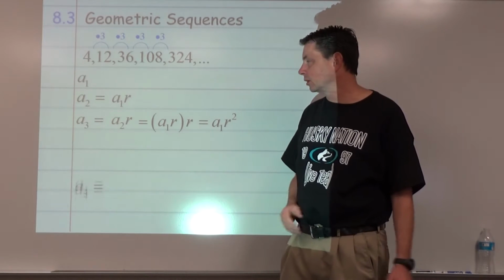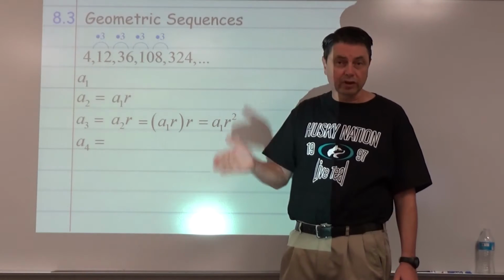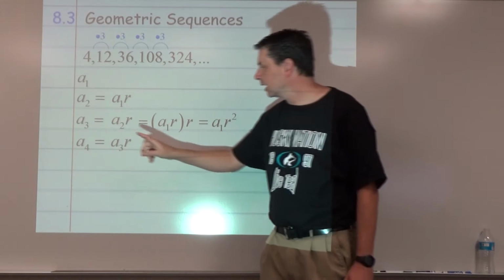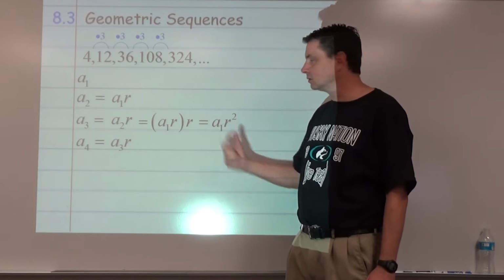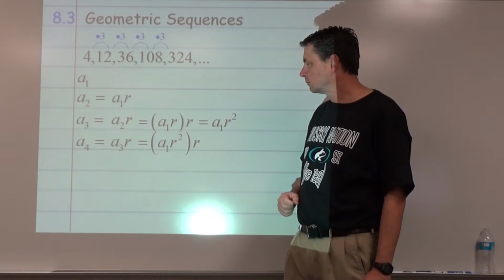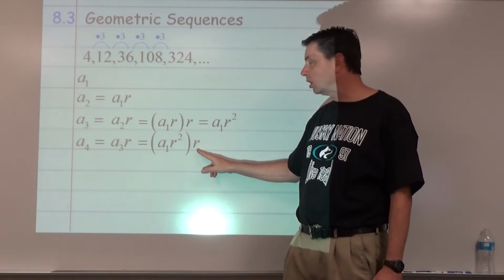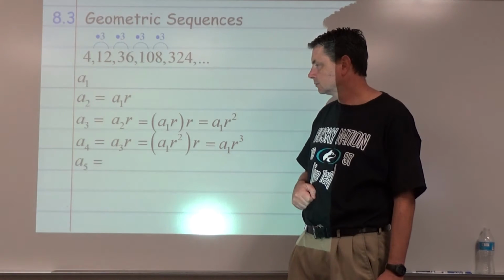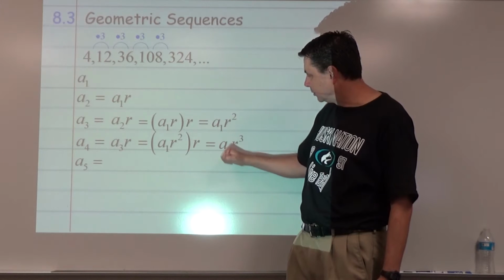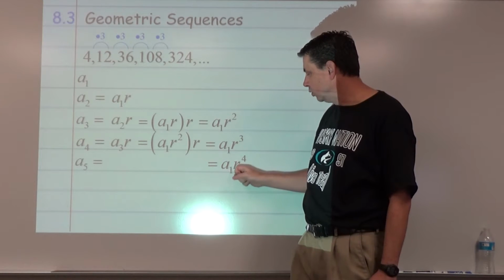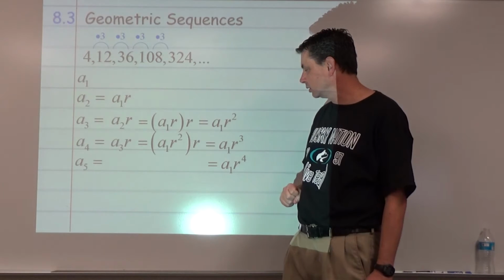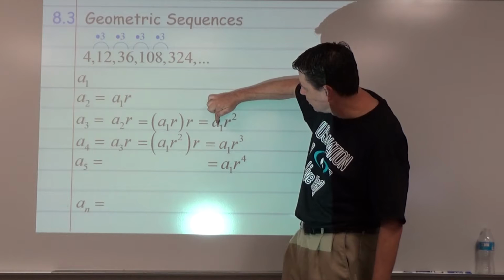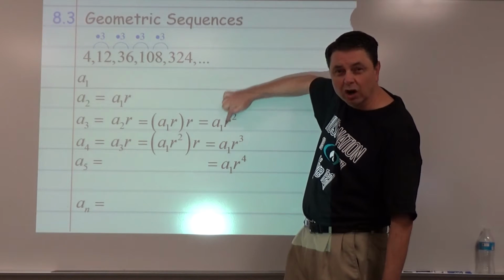What about the fourth term? That would be the one before the fourth term times r. And a sub 3 is right here. And if we multiply r squared by another r, we're going to get r cubed. Fifth term, we can kind of see the pattern, is a sub 1 times r to the fourth power. So in general, a sub n is a sub 1 times r to a certain power.